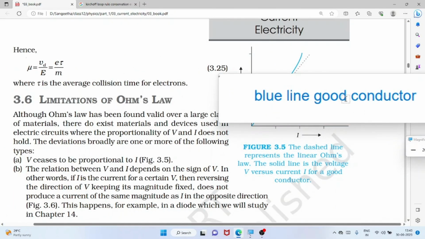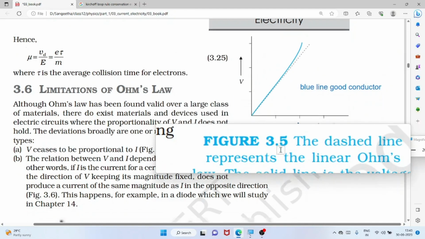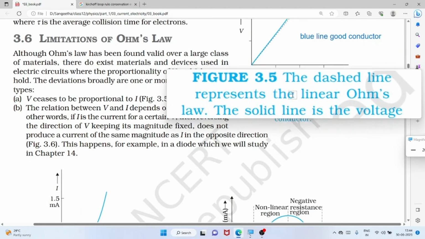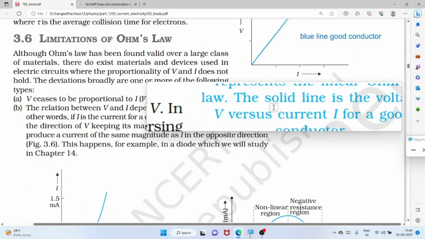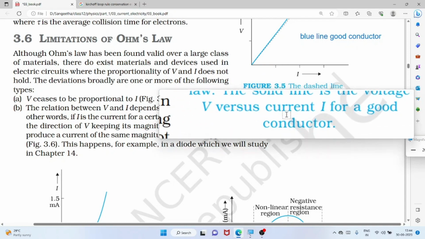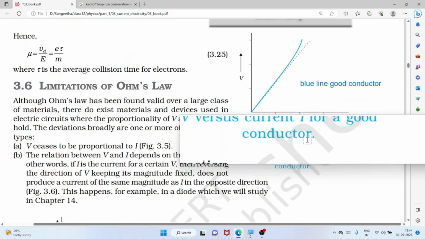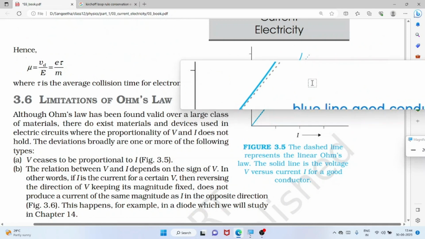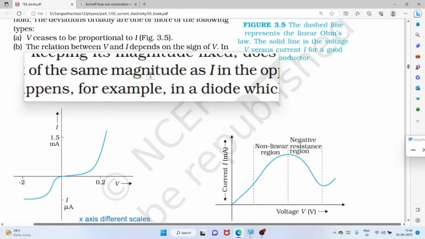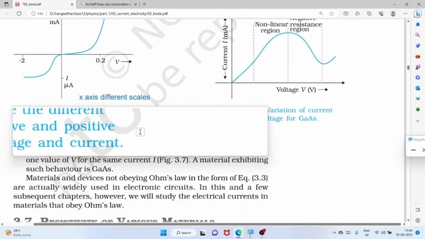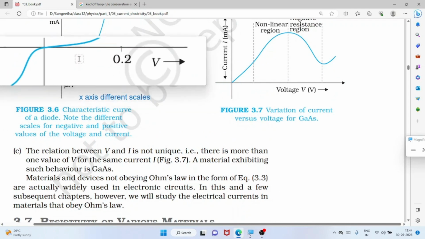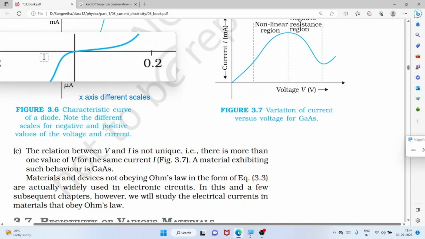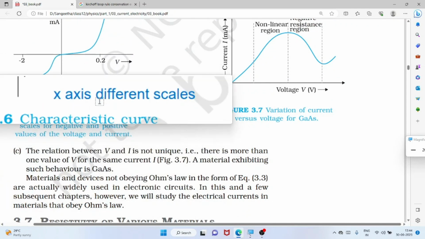Okay, here the blue line is for the good conductor. The dashed line represents linear Ohm's law. The solid line is the voltage versus current for the good conductor, and the dashed line is for linear Ohm's law. So note here that the unit of the x-axis is different and this side is different.